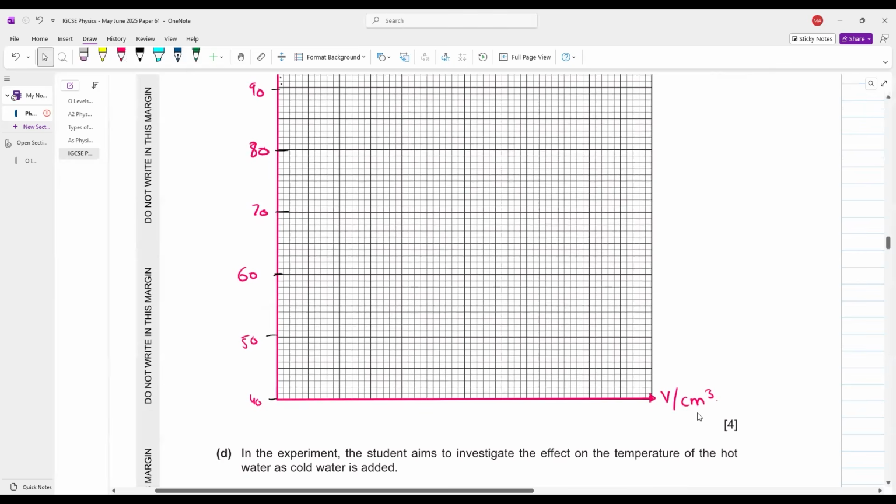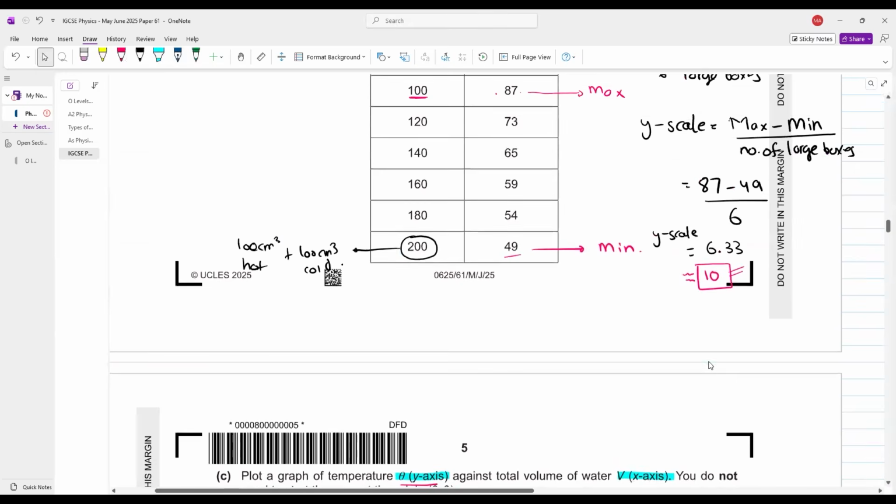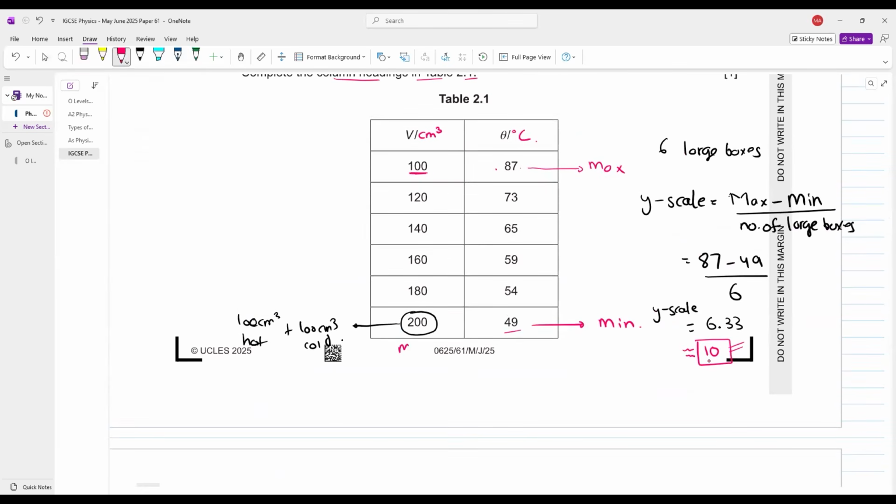Now let's look at the y-axis. How many large boxes do you have? 1, 2, 3, 4, 5, 6. Okay, 6 large boxes हैं. ठीक हो गया. Your maximum value is 200. Your minimum value is 100. Number of boxes is 6.